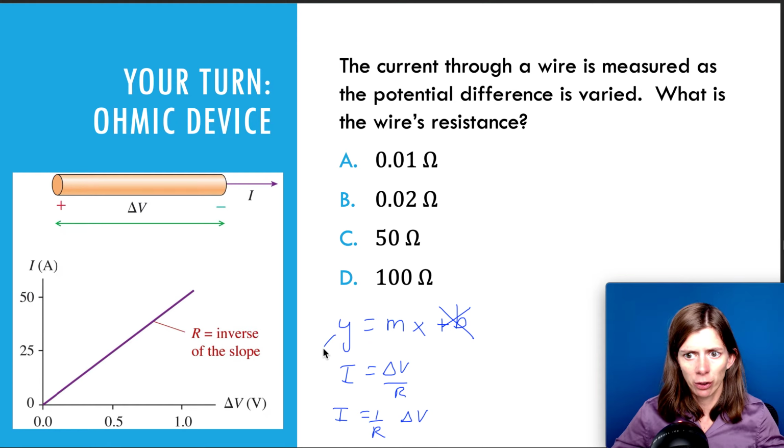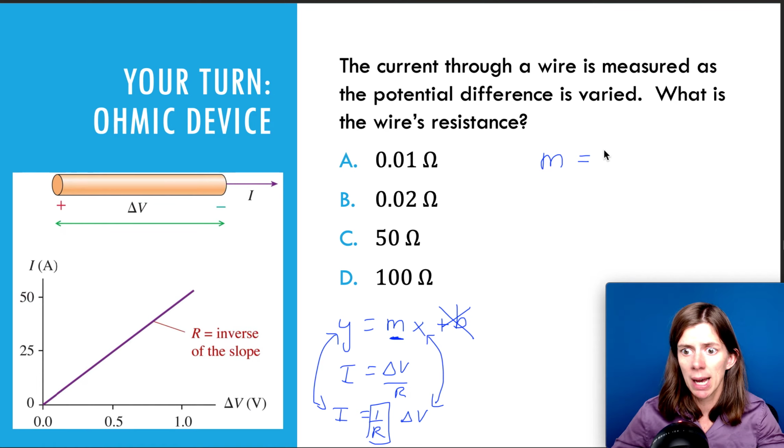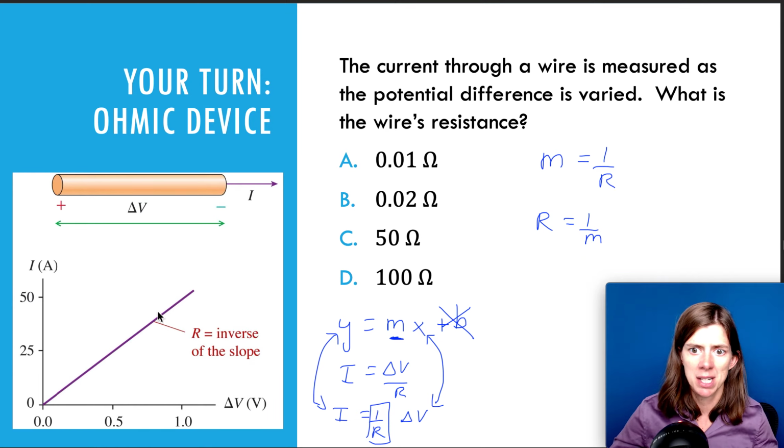So we know that the y-axis is the current, and the x-axis is the potential difference. So that means that the slope of the line, the m, is equal to 1 over R. That is what our analysis tells us. The slope of the line is 1 over R. So if you solve for R, it's equal to 1 over the slope. And that's what it says on this graph here. If you have a graph of I versus delta V, then the inverse of the slope will give you the resistance.